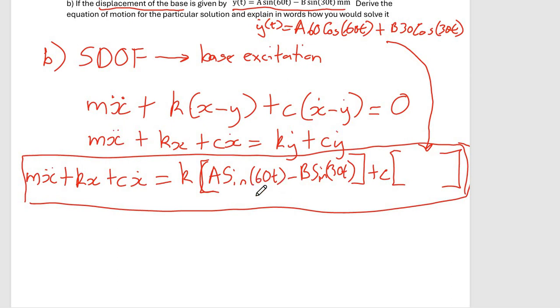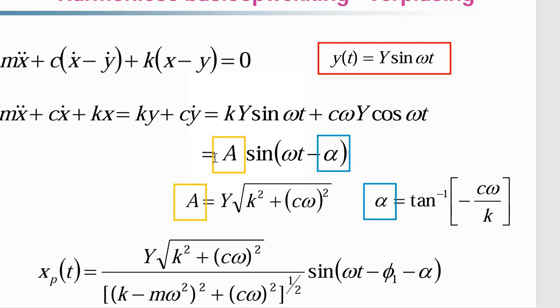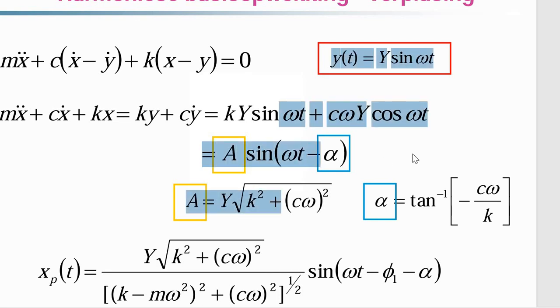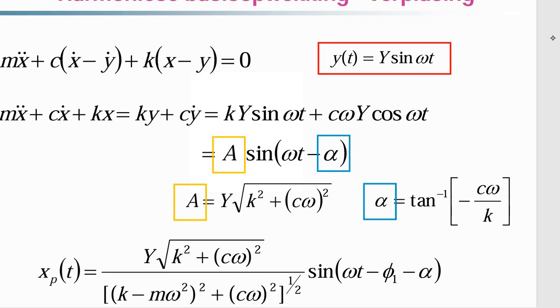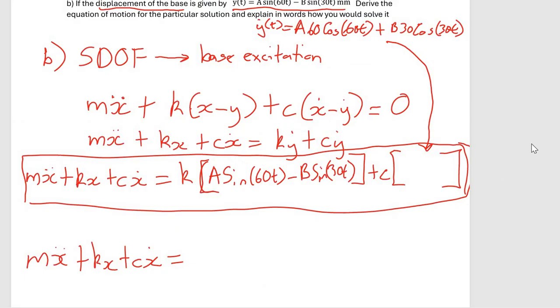But what we do know from theory is we can actually further clean it up. So mx double dot plus kx plus cx dot, right? What we can further do is clean it up by grouping these terms to write it in this particular format here. So if I can use my pen, we can simplify that to that. Okay, so we are also going to do likewise for this particular expression.